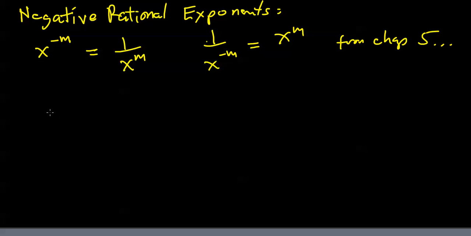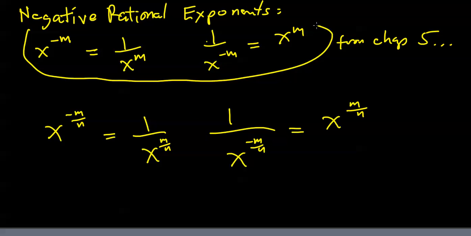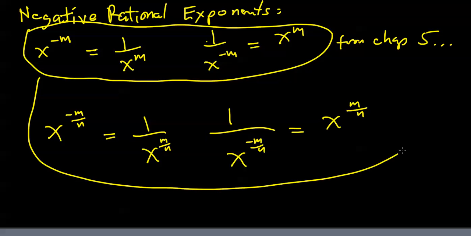Alright, what happens? Well, we can extend that idea. I mean, fractions are numbers too. I claim x to the minus m over n is nothing more than 1 over x to the m over n, and then I can simplify that as needed. Similarly, 1 over x to the minus m over n is going to be x to the positive m over n. Alright, so this idea for negative whole number exponents carries over to negative fractional exponents.